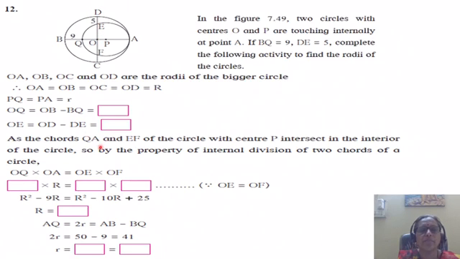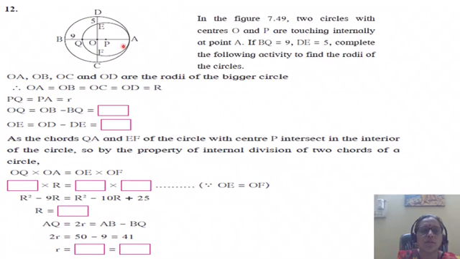As chords QA and EF of the circle with center P intersect in the interior of the circle, chords QA and EF, these are the two chords of the circle with center P which intersect in the interior of the circle in point O. Then by the property of internal division of two chords, you have OQ into OA is same as OE into OF. Substitute the values and find out capital R.